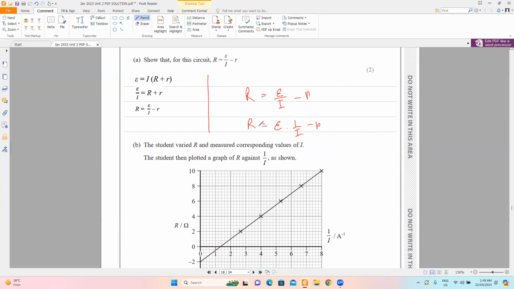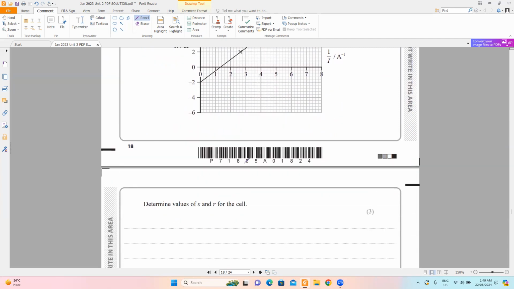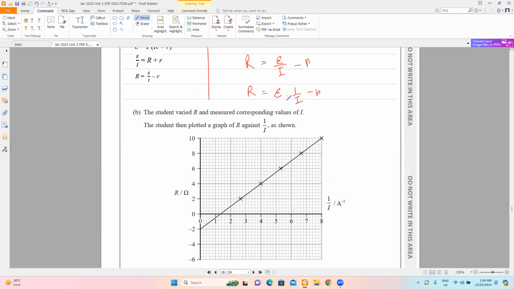If I'm plotting a graph of R against 1 by I, since it's in the form y equals mx plus c, the gradient of the graph will give the EMF and the y-intercept will give the internal resistance. So from here, the question has to find out the EMF and r for the cell. So like I said, first you have to find out the gradient of the graph and then the y-intercept.